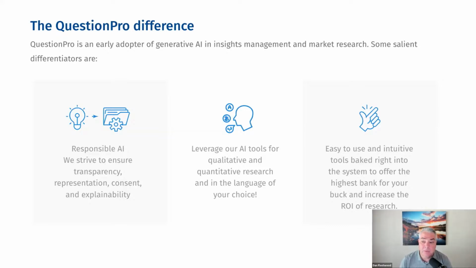Those tools are going to be baked right into the system to offer you the highest return on your research and make it really easy, right? So that's what we want. We want to utilize that. It's pretty much point and click, and then you get those AI results and analysis that you need. So that's really the QuestionPro difference when it comes to AI.